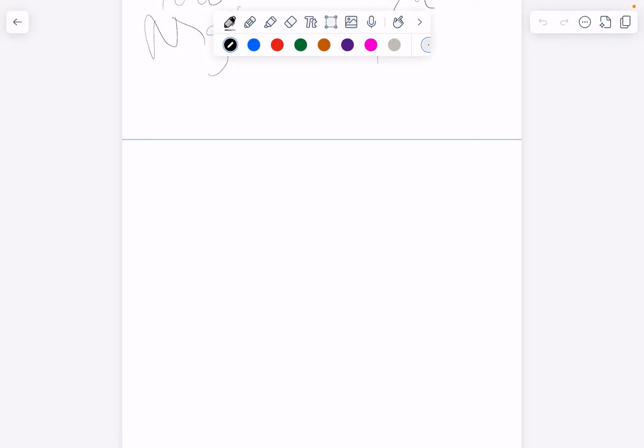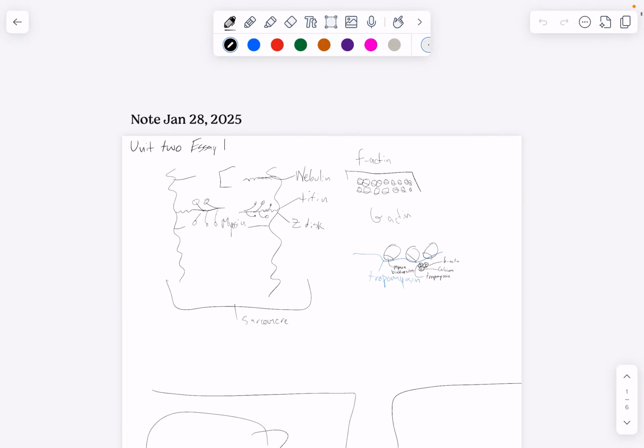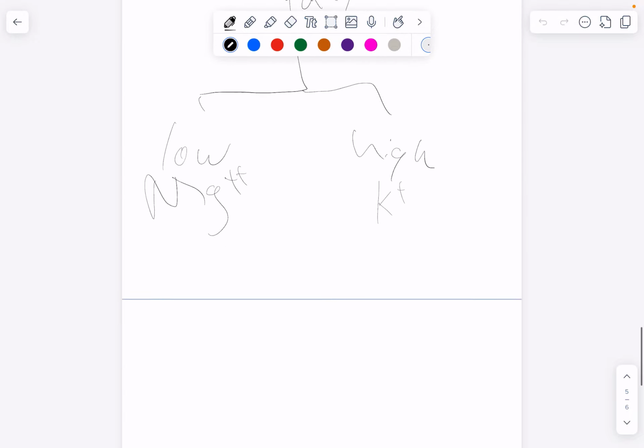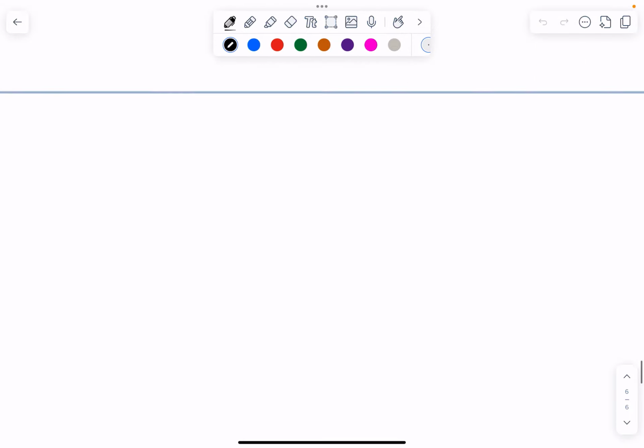So yeah, we talked about just the organization of the muscle and contraction. And I know that I need to work on this a little bit more. I don't quite have it down all the way, so hopefully you have some mercy on me.